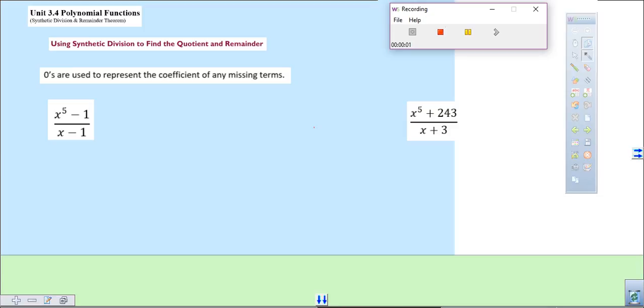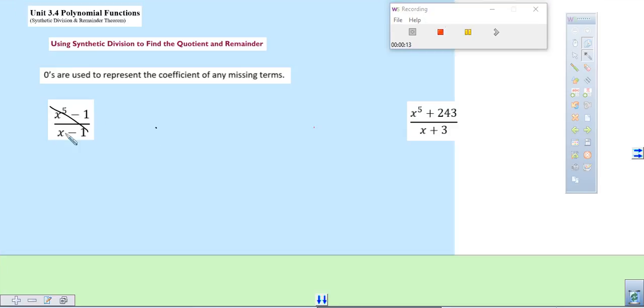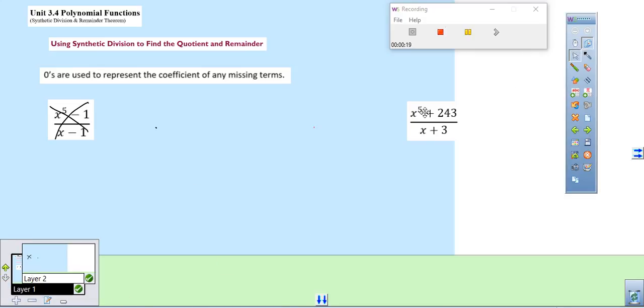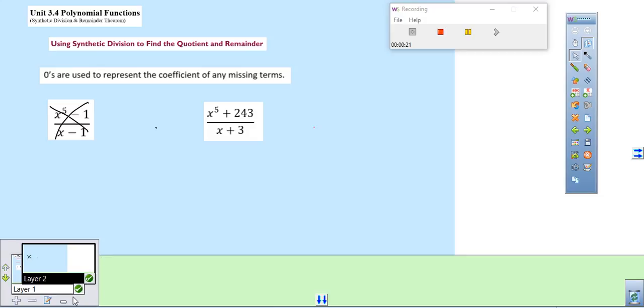All right, sometimes when we have a polynomial that we're going to divide using synthetic division, we have some terms missing. So, for example, I'm going to skip this one because it's kind of uneventful because it has a bunch of ones in it. So we're going to take a look at this one over here. We won't do two of these, we'll just do one of them.